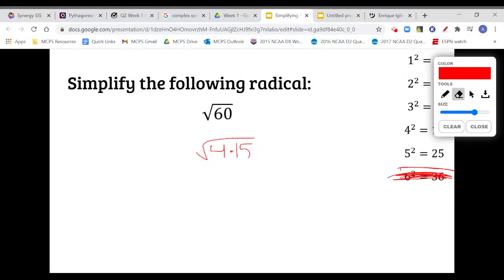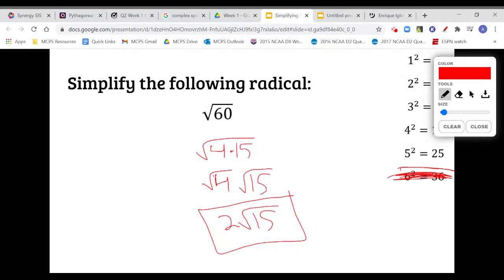Okay. From there, I'm going to go ahead and break this up into 2 square roots. I'm going to write the square root of 4 times the square root of 15. And then that allows me to go in and evaluate the square root of 4, which is 2. And then the square root of 15 just sort of hangs out there. And I'm left with the simplified version of square root 60 being equal to 2 times the square root of 15.